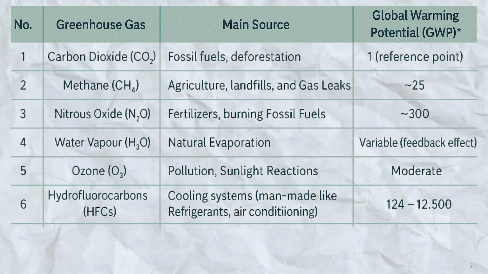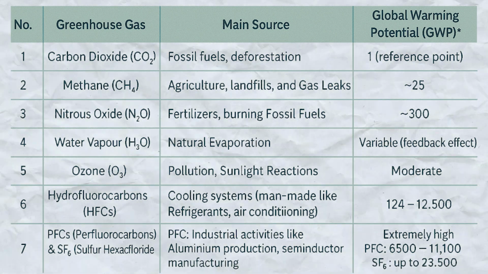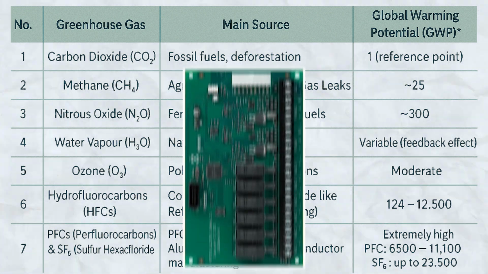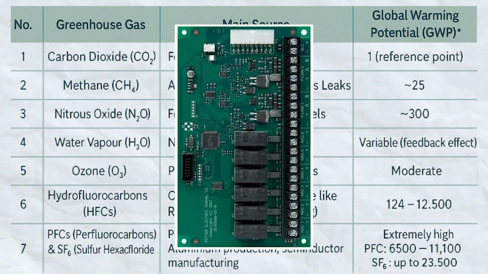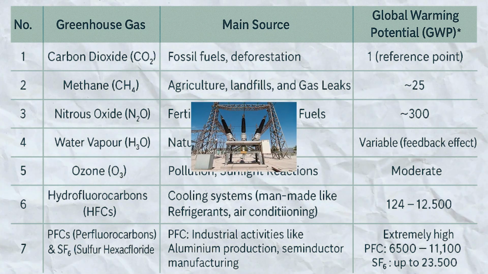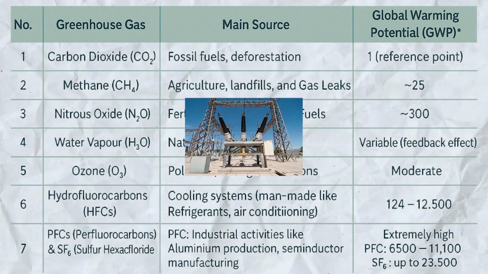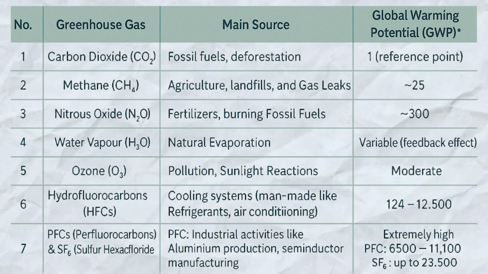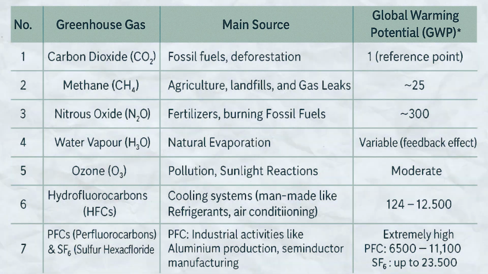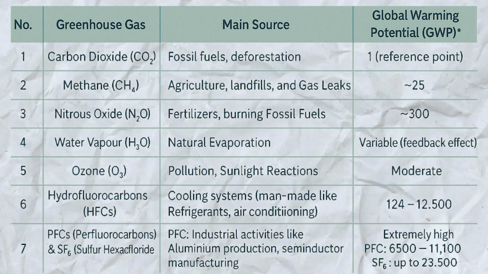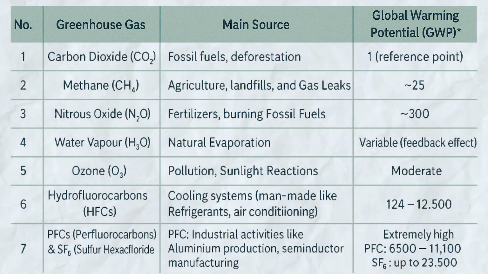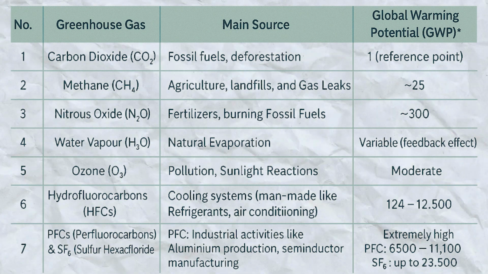And the last ones are PFC, which is called perfluorocarbon, and SF6, which is sulfur hexafluoride. When we talk about PFC, primarily it is coming out because of aluminum production and semiconductor manufacturing, and when we talk about SF6, it is happening because of electrical insulation, circuit breakers, magnesium processing and all that. Now all those things are important, but if we see their contribution in terms of GWP, PFC contributes approximately 6,500 to 11,000. And when we talk about SF6, its contribution goes as high as 23,500.